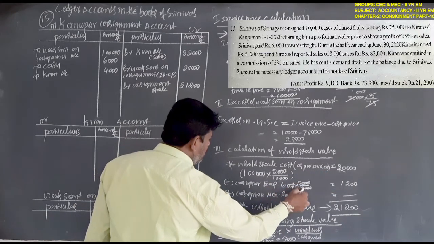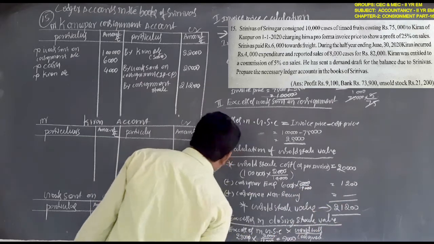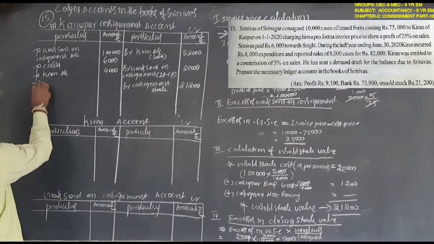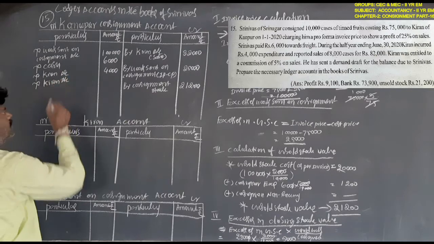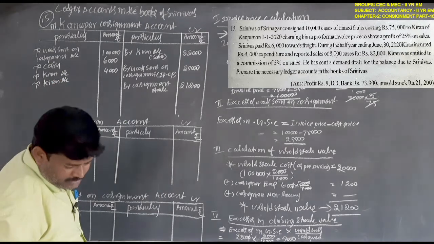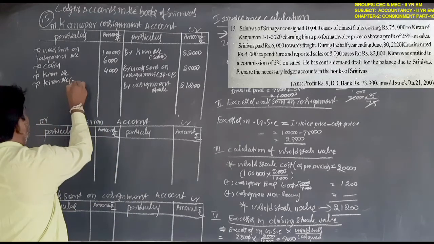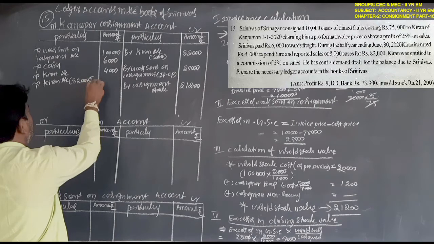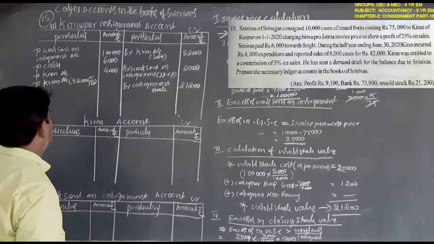6,000 into 2,000 by 10,000, you get 1,200 rupees. Total amount 21,200 rupees. Next, commission to Kiran account. What is the commission? 5% on sales. So 82,000 into 5 by 100, nothing but 4,100.